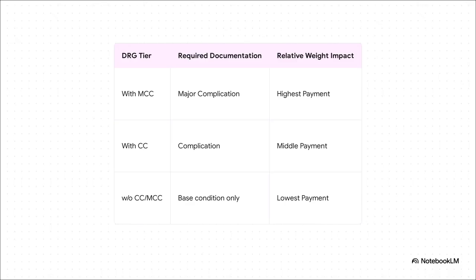The MS-DRG system generally groups conditions into 3 tiers, based entirely on secondary diagnoses. The presence of complications and comorbidities, which we call CCs, or major complications and comorbidities, MCCs, acts as a massive severity multiplier for the hospital's reimbursement. An MCC basically means the patient was incredibly sick, requiring way more nursing care and resources, which pushes their stay right up into that highest payment tier.